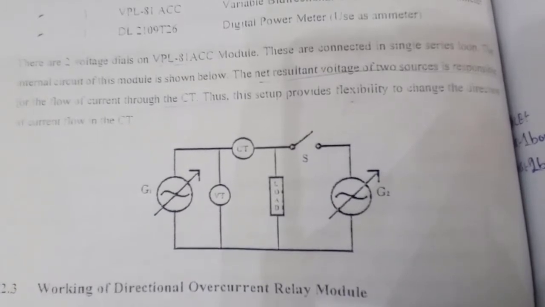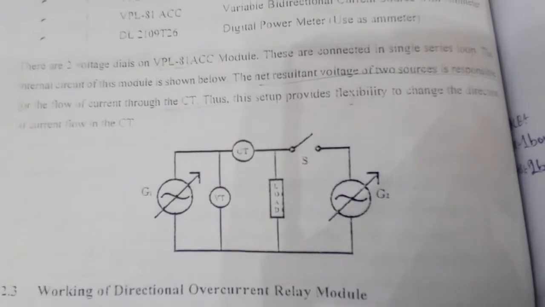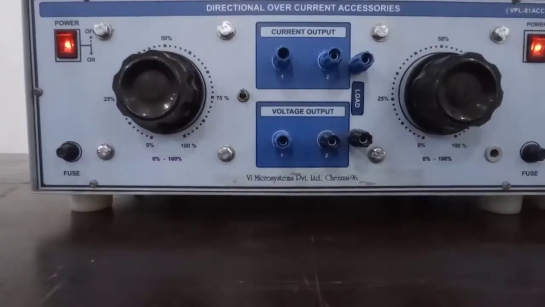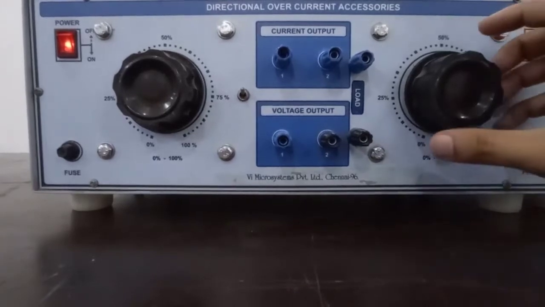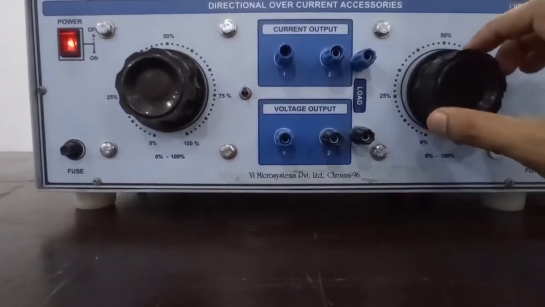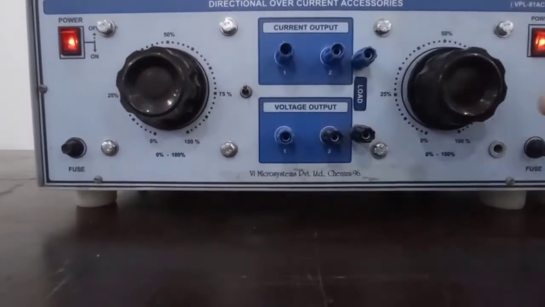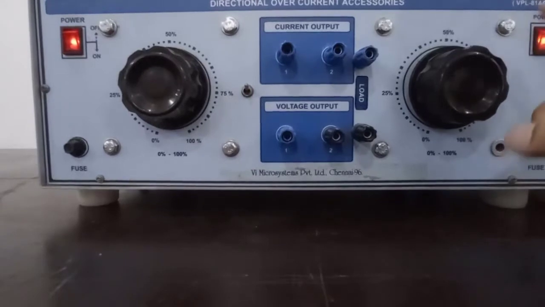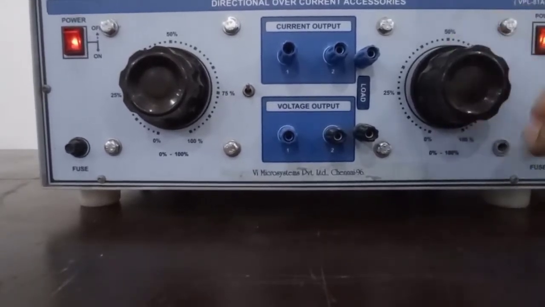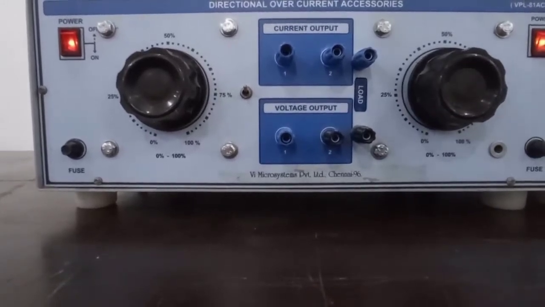Now by varying the voltage at the terminals of sources G1 and G2, we can vary the direction of flow of current. In this circuit, the potential of G1 and G2 can be increased or decreased using these knobs. Once these two are connected in parallel, by closing that switch we can increase and decrease the voltage of either G1 or G2 with the help of these dials. Now I will make the circuit and then show you after the connection of the circuit.